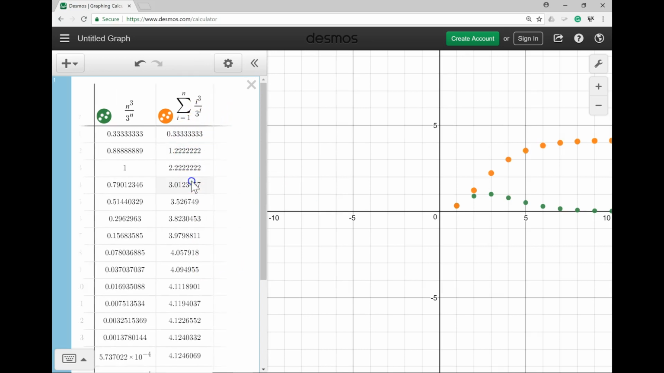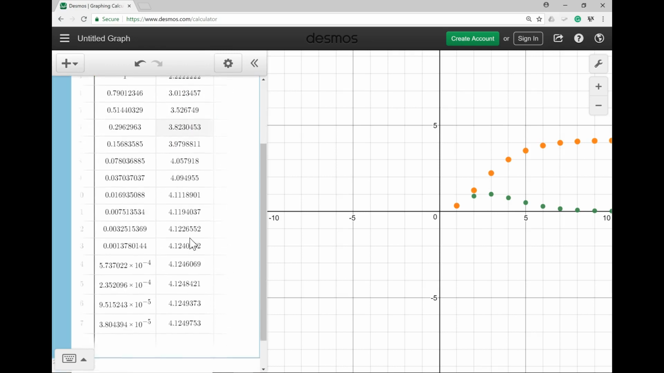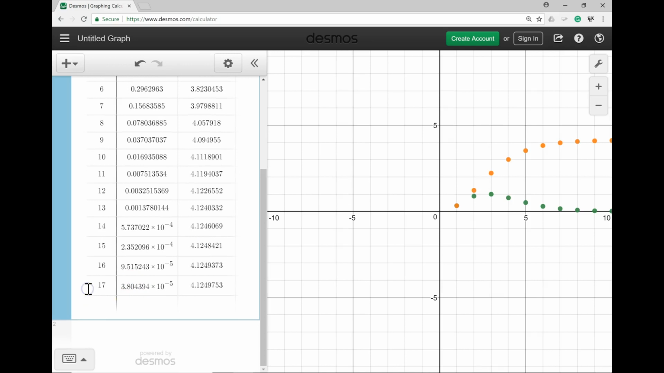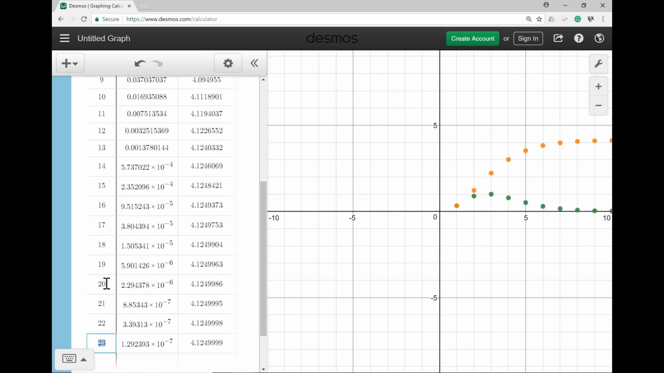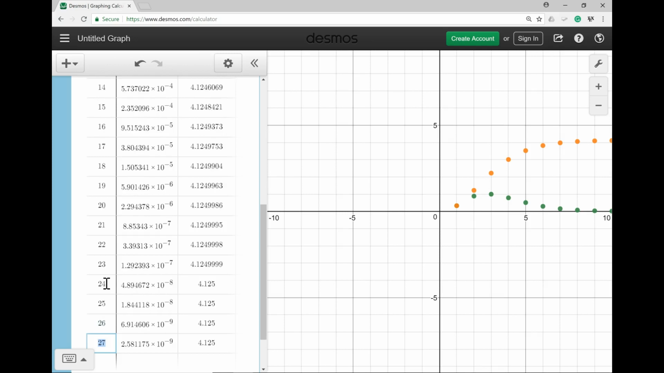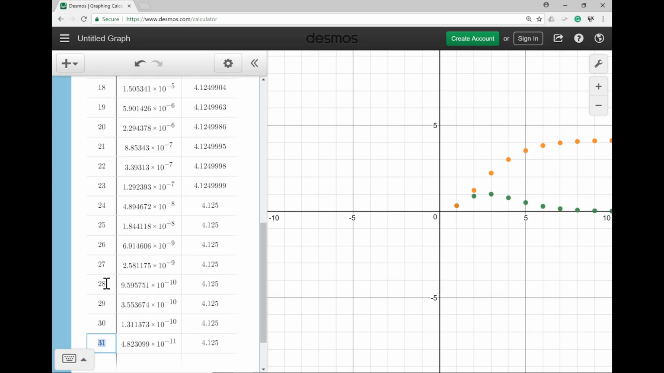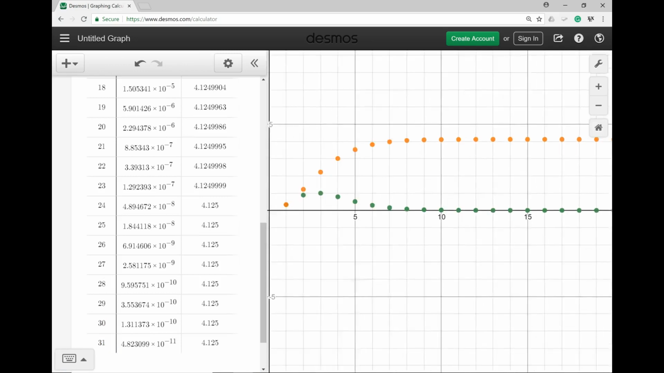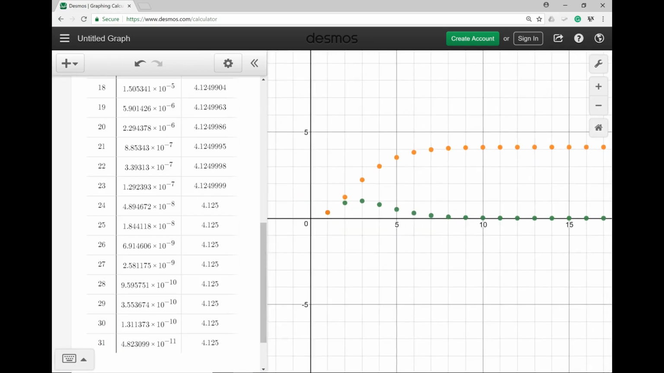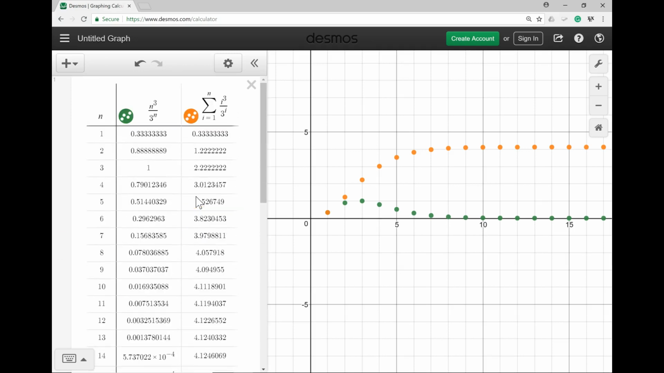The nth partial sum is increasing as we would expect, but it appears to be increasing within a certain bound. Let's see. I'm going to keep going, and I'm seeing some more 9s, 4.1249999, and now Desmos is going to start rounding because it's gotten so close to 4.125. Again, we can visualize the sequence of terms and the sequence of partial sums. Notice that the orange is the sequence of partial sums, and the green is the sequence for the terms themselves.